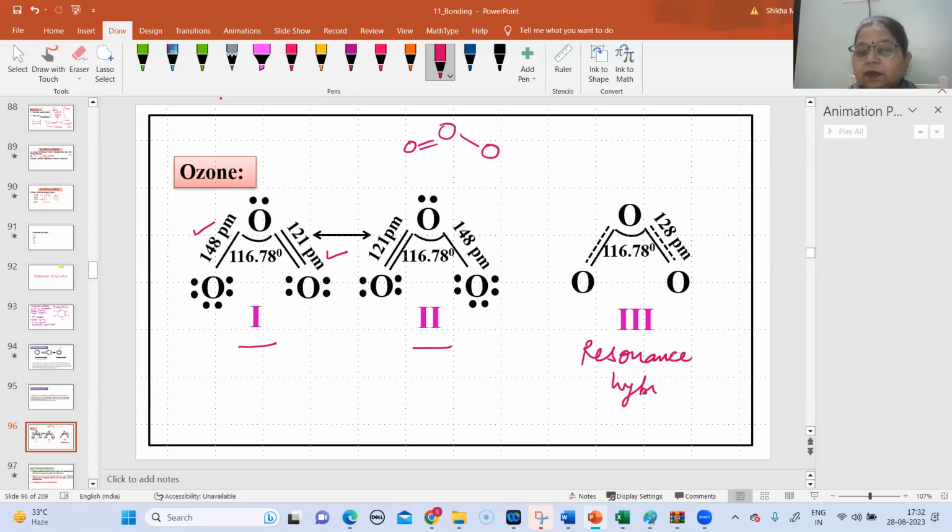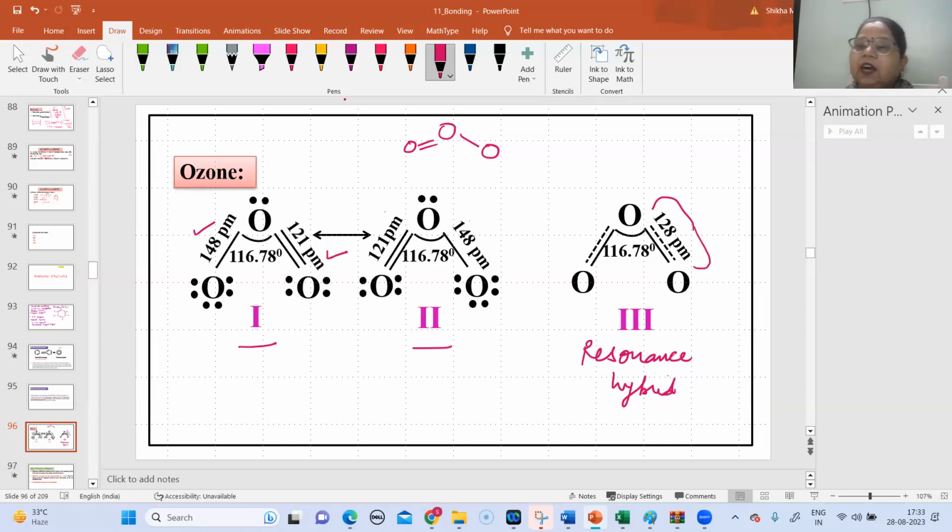In the resonance hybrid, what do you see? The bond length is 128 picometer, which is in between 121 and 148. So that is what we meant when we said that the properties of ozone cannot be described by assuming a single structure, right? We say it is having two structures, or more than two structures in some cases.